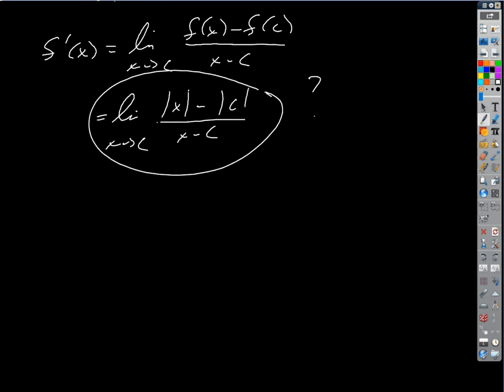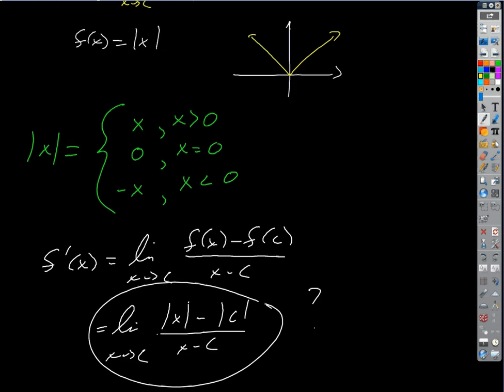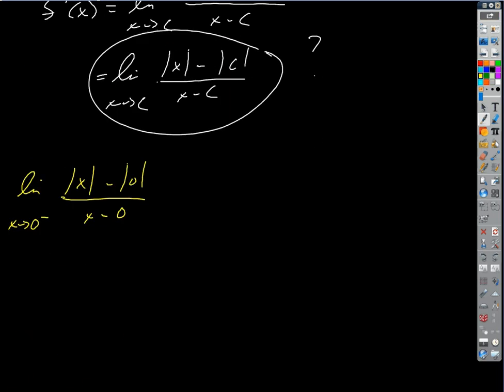Okay, so let's take the left-handed limit first. Let's get specific here. What's the limit of the absolute value of x minus the absolute value of 0 over x minus 0 as x approaches 0 from the left? Everybody agree that matches our picture? Okay. So the absolute value of 0 is just 0, right? So we end up with the limit of the absolute value of x over x as x approaches 0 from the left.